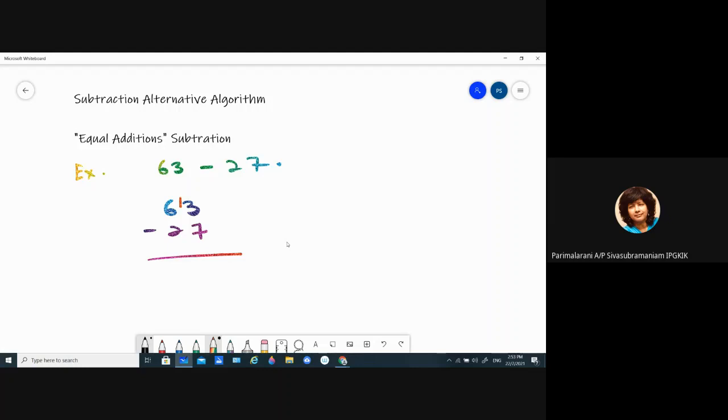So we borrow 10 once, okay? From the top number, we borrow 10 once. And when we borrow 10 once from the top number, we pay back immediately to the bottom number here. From the 7, we give back 1 here, okay? So now we have 13 minus 7 is 6. And 6 minus 3 is 3, 36.